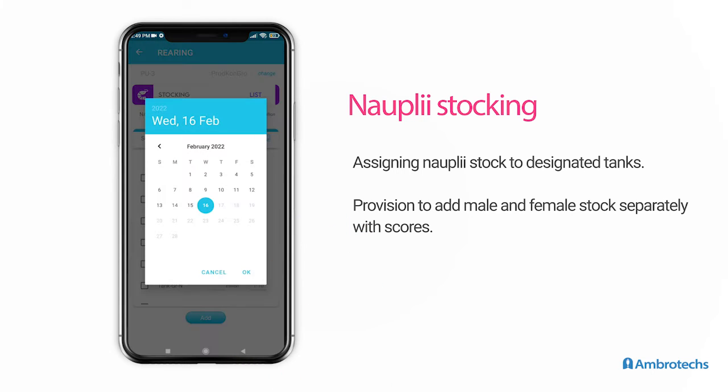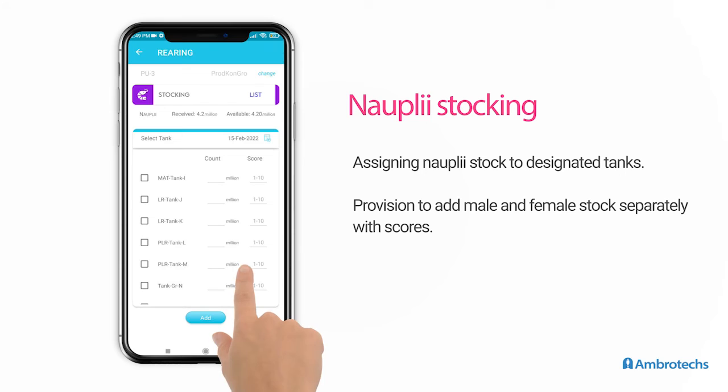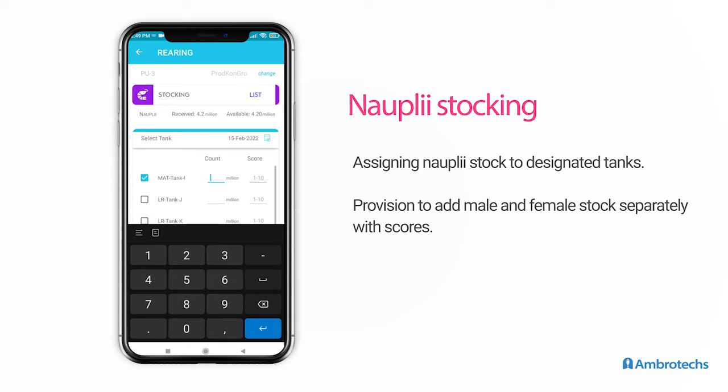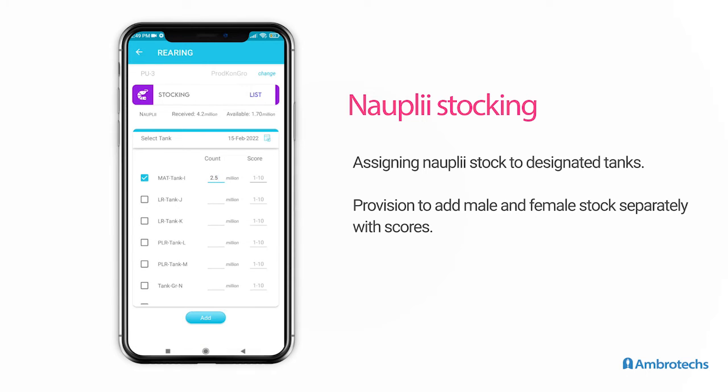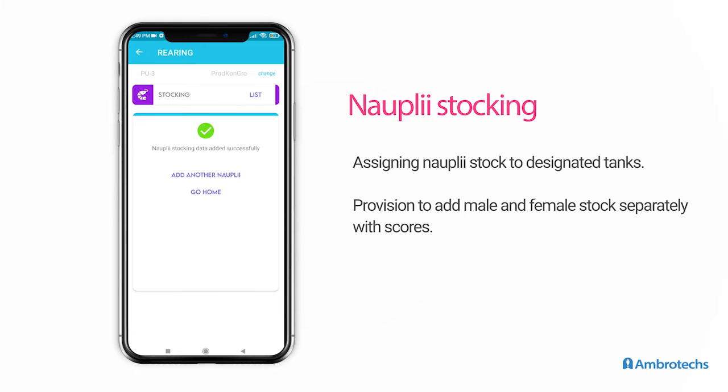Click the date icon to set the date. Select the tank to be stocked and add the count and score. Select the Add button to complete. Nauplii stocking data added successfully will be shown.